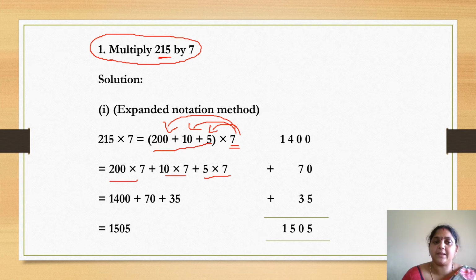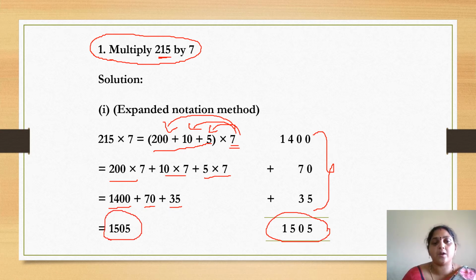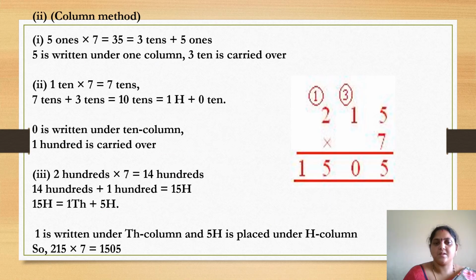Now you multiply this. 200 into 7, 7 2s are 14. Your answer will be 1400. 10 sevens are 70, 5 sevens are 35. Now you have to add all the products you have multiplied. When you are adding all the products, what is the product you are going to get? It is 1505. This is how you are going to multiply a number with a single digit. You have to expand the larger number, multiply each digit with the multiplier, and then add for getting your product.